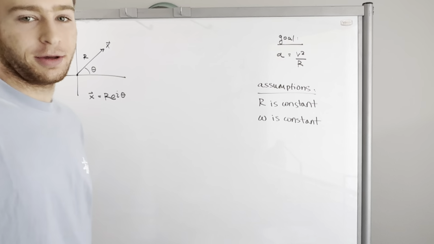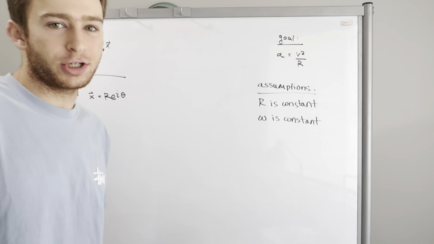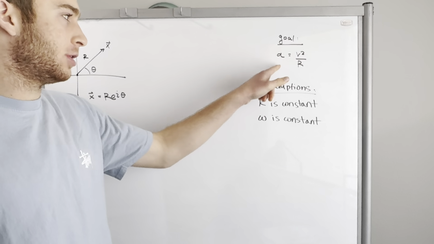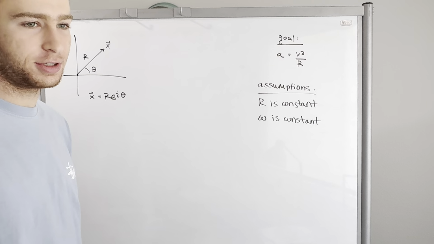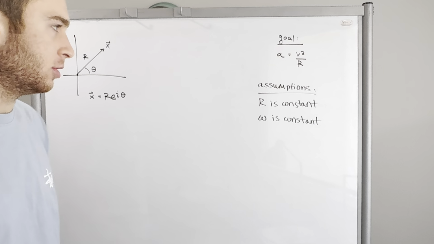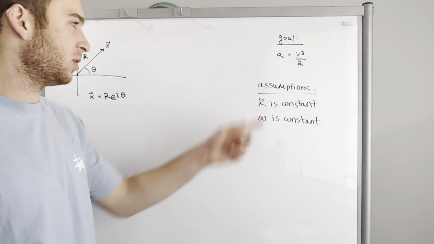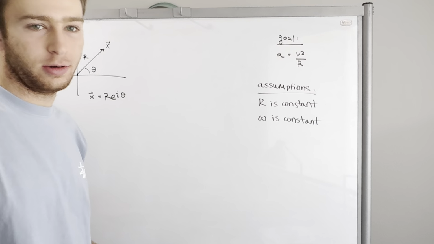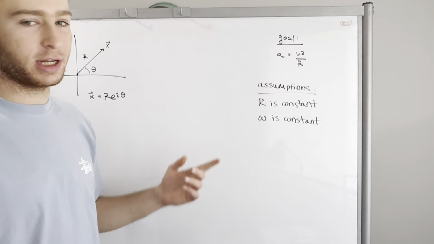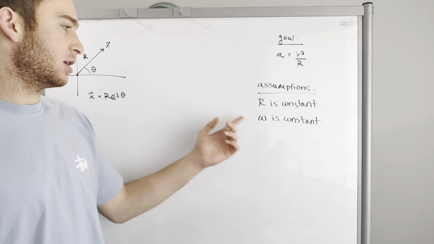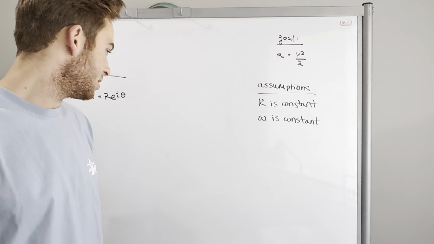Okay, so today I'm going to be deriving the equation for centripetal acceleration, this one right here, that if you've ever taken a high school physics course, or just any introductory mechanics course, you've probably seen before. Now, I'm going to be doing so with a couple assumptions. I'm going to assume that the radius is constant, and I'm going to assume that the angular velocity is constant.